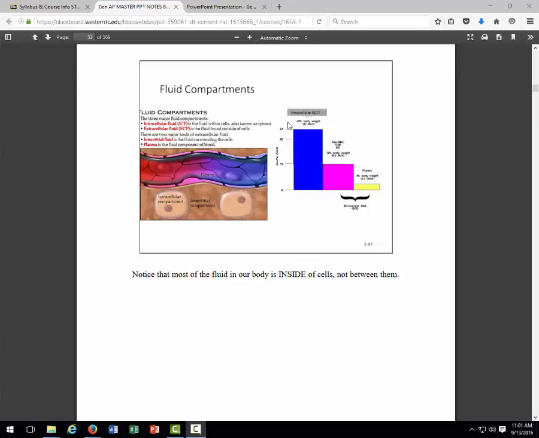So the 3 compartments, know what they are: interstitial, between cells; intracellular, inside cells; and plasma, in the blood vessels between the red and white blood cells. The red and white blood cells are the solid parts of our blood, and that straw-colored liquid is the plasma. That's the other fluid.